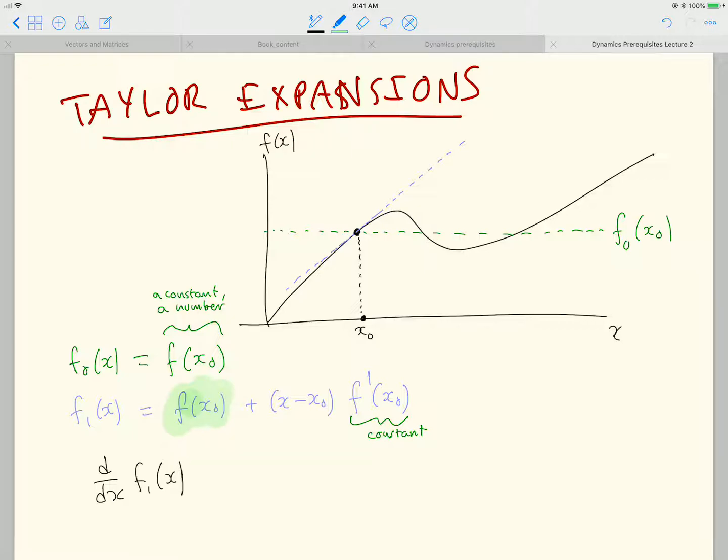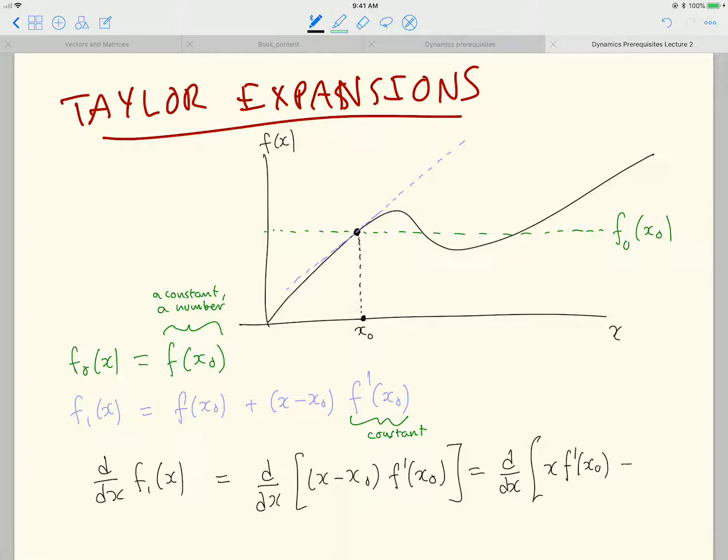0, exactly. What's the slope of the green dotted line? 0, okay? So the first term just goes away, and so the derivative is going to be the derivative with respect to x of the second term, x minus x naught times f prime of x naught. And what's the derivative of that? So let's just expand the thing inside the brackets. It's d by dx of x times f prime of x naught minus x naught f prime of x naught.